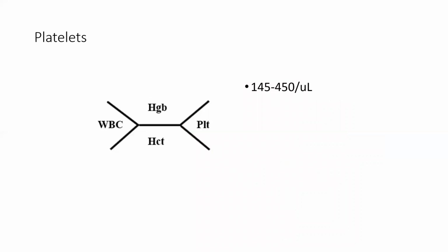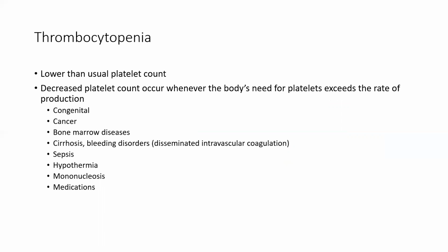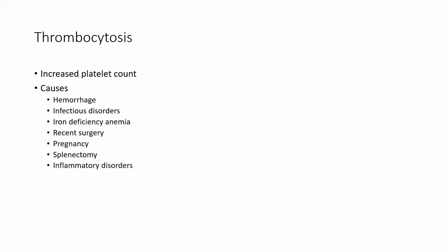Last but not least, we talked about platelets today, so 145 to 450. So basically, aids in coagulation and thrombus formation. So again, if we have our patients that are on blood thinners, anticoagulants that can affect, and their platelet levels are low, that's not going to be appropriate. So just being mindful of that. Different terms, thrombocytopenia, which is a lower than normal platelet count, versus thrombocytosis, which is an increase in platelet count.